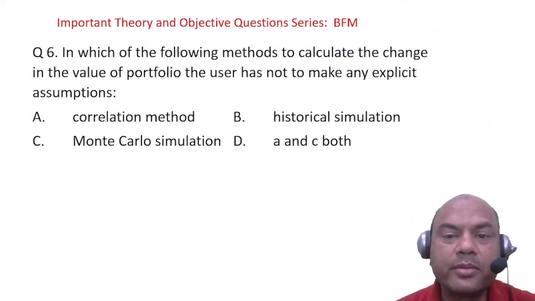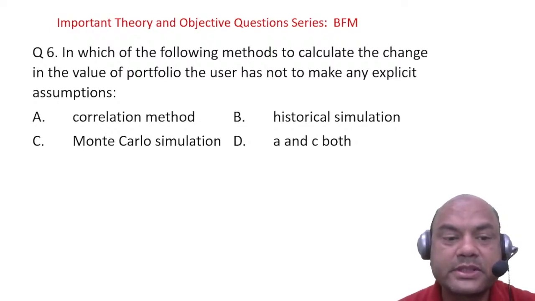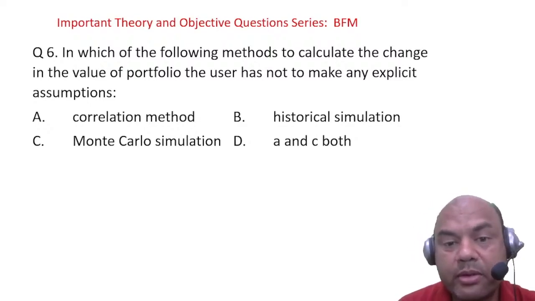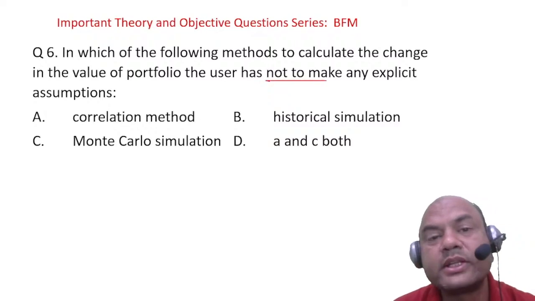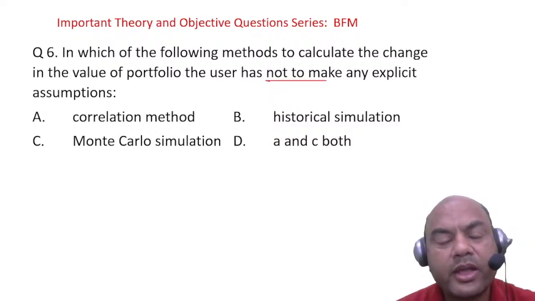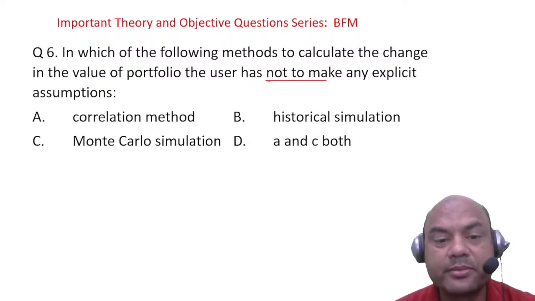In which of the following methods to calculate a change in the value of the portfolio, the user has not to make any explicit assumptions? Remember, not to make any assumptions. No assumption is required means what? It means that directly whatever are the facts, use the same. Think over it now.